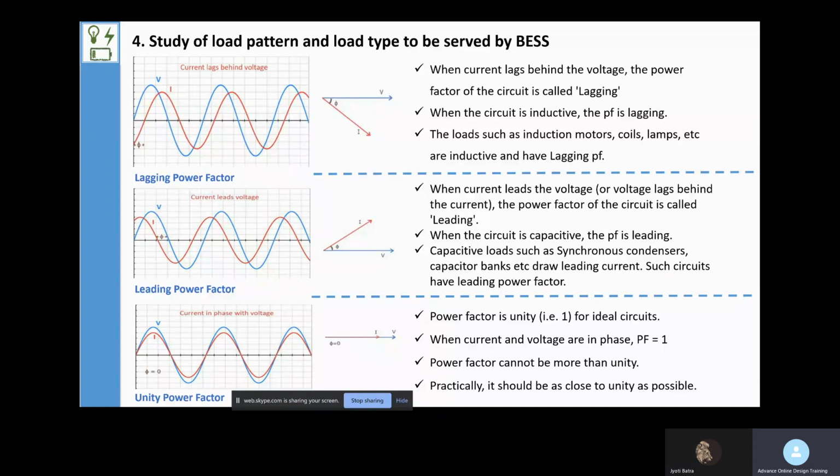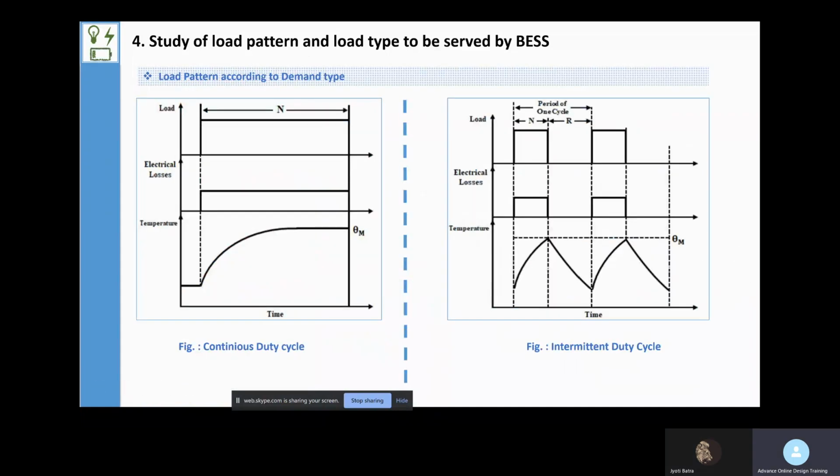And the second part: if you are using their power, what would be the power factor for them? So these are the two core important parts they are looking at. If your system fulfills their requirement, definitely they will allow you to put up the plant.